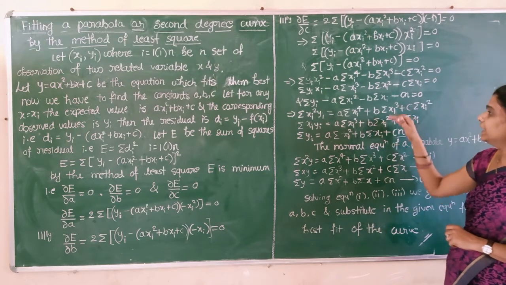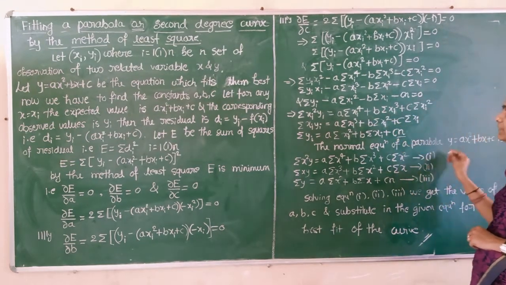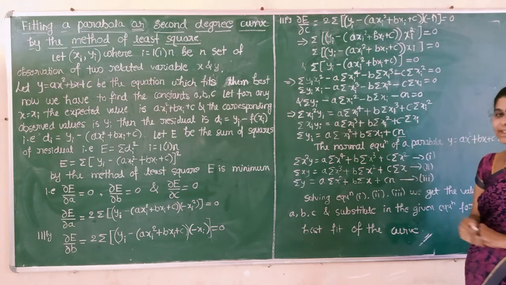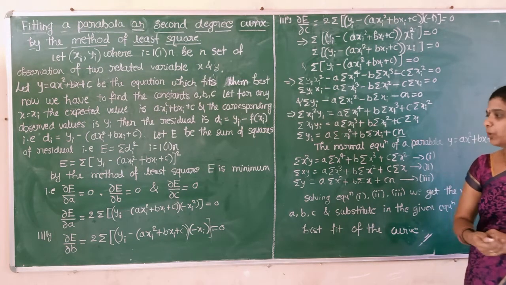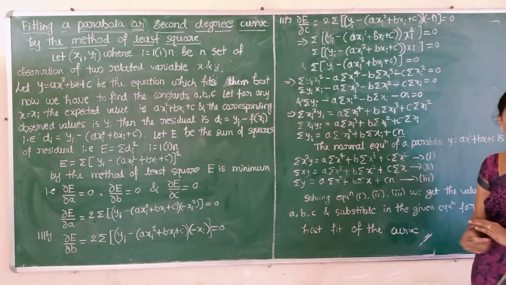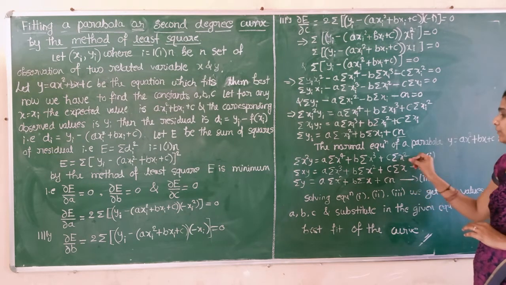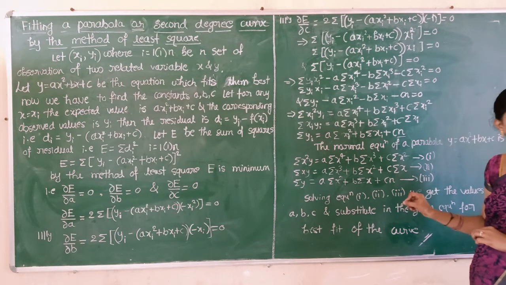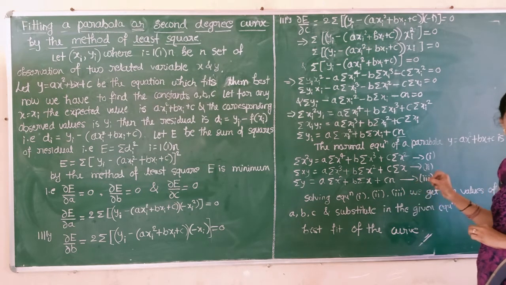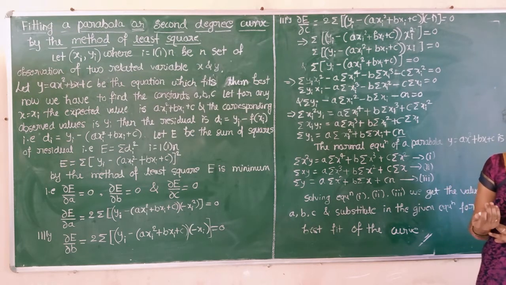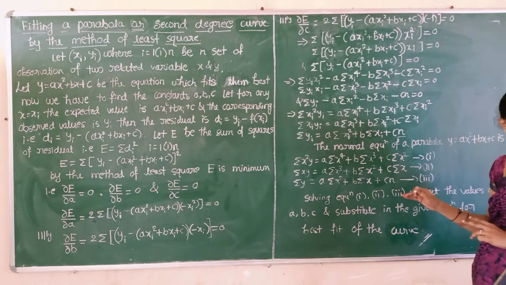These are the three normal equations of the second degree curve y = ax² + bx + c, at the point x = xi. If you replace it with the point x only, we get the general normal equations of a parabola, a second degree curve. Now we have to solve these three equations. Solving them, we get the values a, b, c, which give the best fit of the second degree parabola by the least squares method.